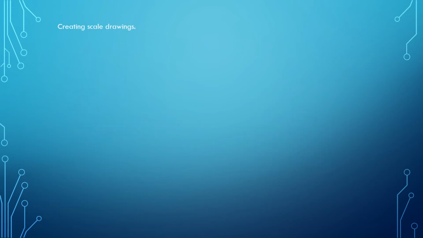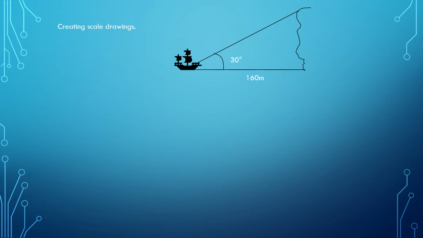Okay, another thing we are going to need to be able to do is create a scale drawing. Okay, so here we've got a real life situation, some kind of ship sailing into a cliff face. It doesn't really matter, right? There's a picture. We're going to try and do a scale drawing of it. So we want to use a scale of 1 centimetre to 40 metres for this picture here.